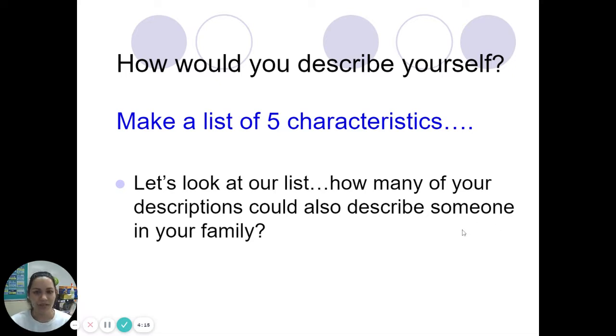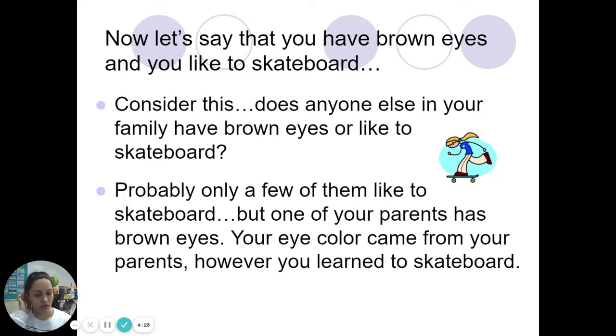Okay, so the reason why we're talking about characteristics is because inherited traits are things that you inherit, which means to get from your parents, okay? So that's why they wanted you to make a list of 5 different traits, and they wanted you to think about, of those things you listed, do you have those things in common with anyone in your family?